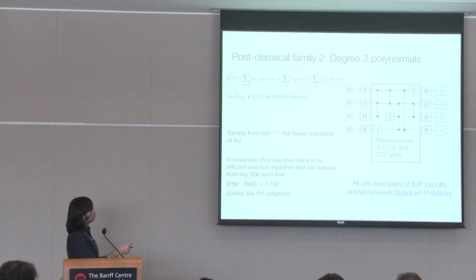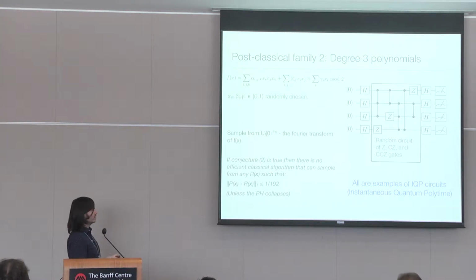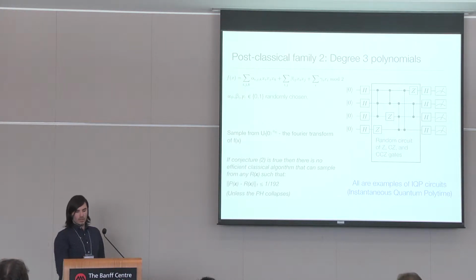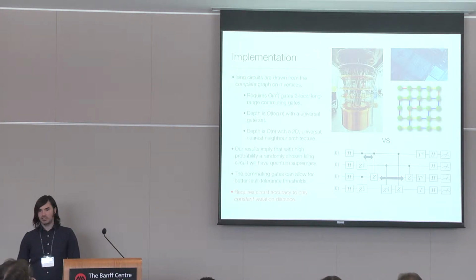And so sampling from the circuit is actually equivalent to sampling from the Fourier transform of that function. And we have another conjecture, which is independent of the previous conjecture, which is that if conjecture 2 is true, then there is no efficient classical algorithm for sampling from this class of circuits to within a constant one norm bound. Okay, so one of the reasons why these classes are interesting is because of the implementation of them.